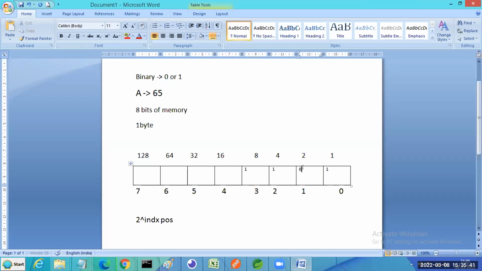8 plus 4 plus 2 plus 1 plus 1. Is this 15? Yes. Everyone, are you getting this point? Wherever 1 is written, we are going to add that.